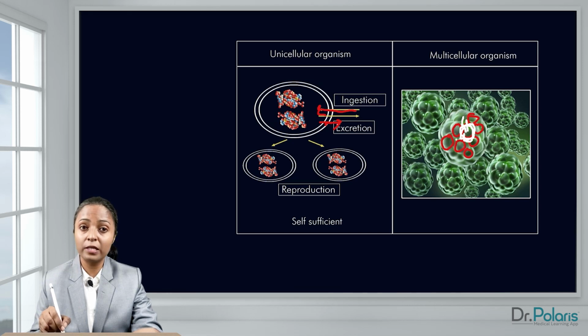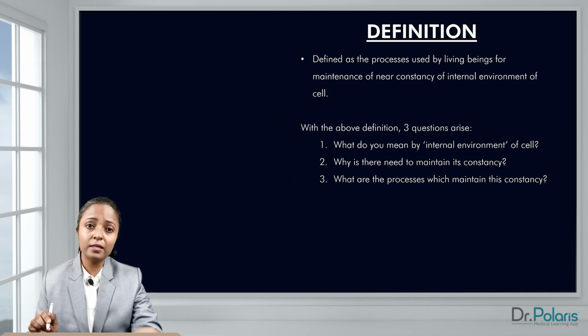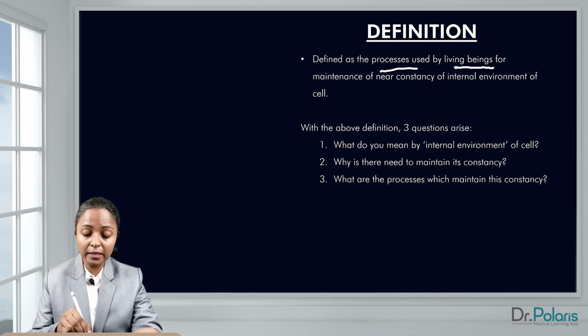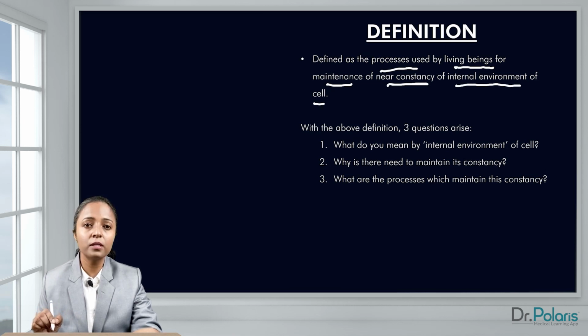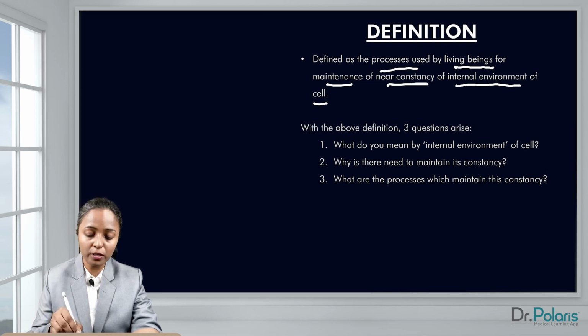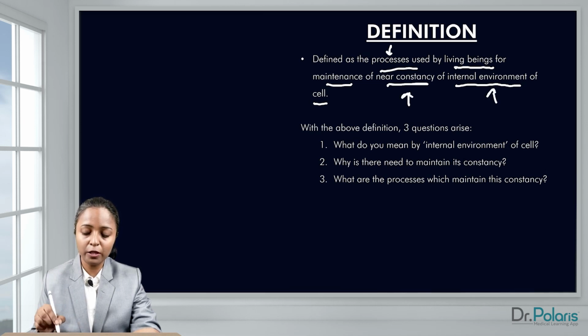So you know that there are blood vessels going through various organs which carry these metabolic waste products and release the contents which are needed by the cell, isn't it? So how is this constancy of the internal environment of the cell maintained? Basically, homeostasis is defined as the processes used by living beings for maintenance of near constancy of the internal environment of the cell. So this is the definition of homeostasis.